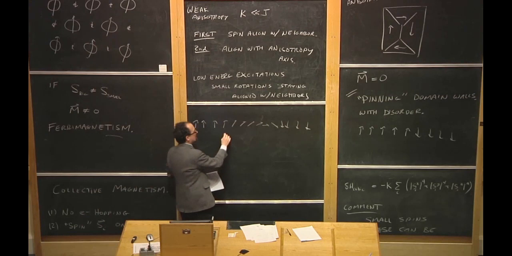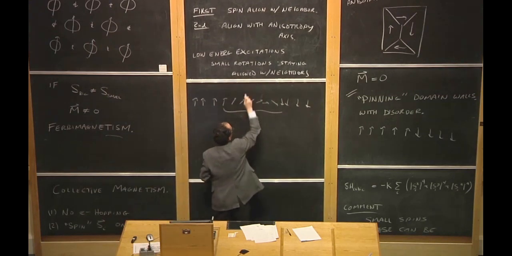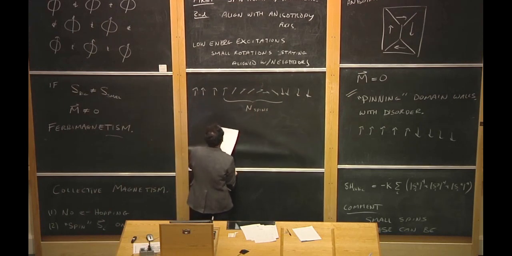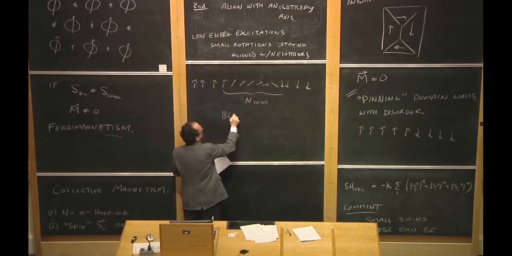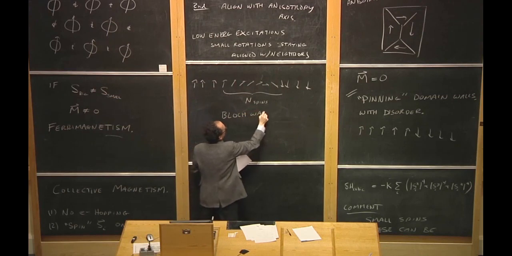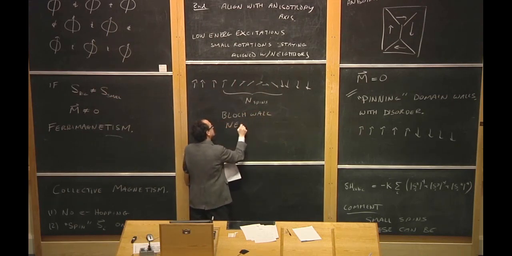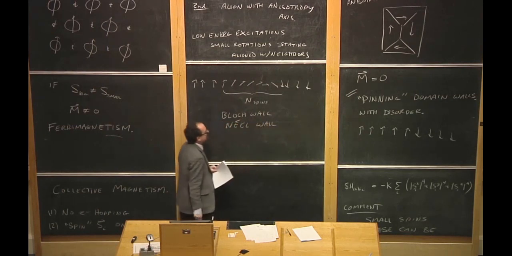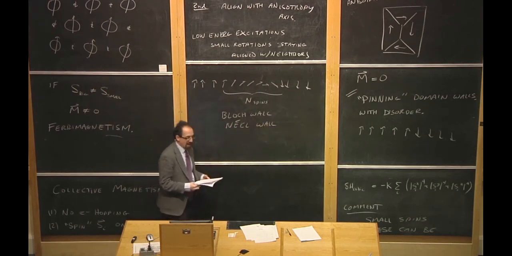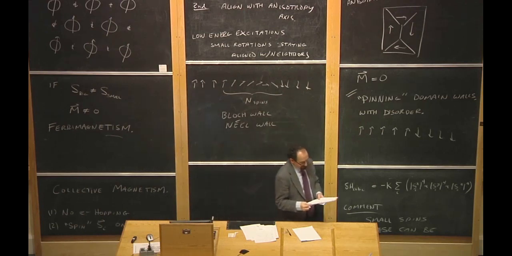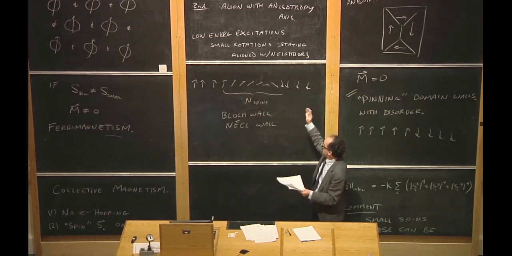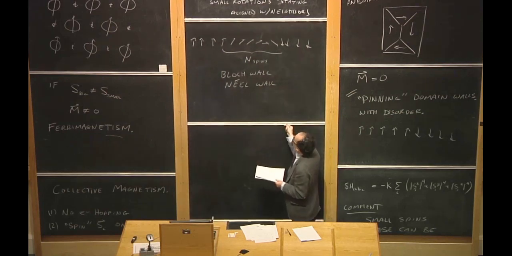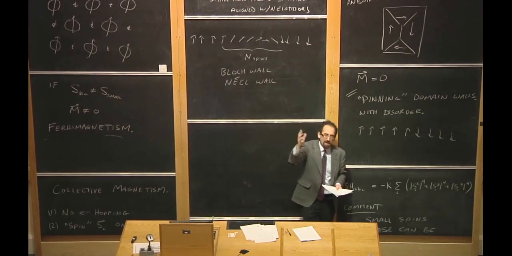Okay? And let's say this goes over n spins. I didn't draw that very well, but you get the idea. And this is what's known as a Bloch wall or a Néel wall, after Felix Bloch, the same Bloch's theorem guy, and Louis Néel, the guy who realized that we should have antiferromagnets. So let's try to calculate the energy and the width of this Bloch wall.